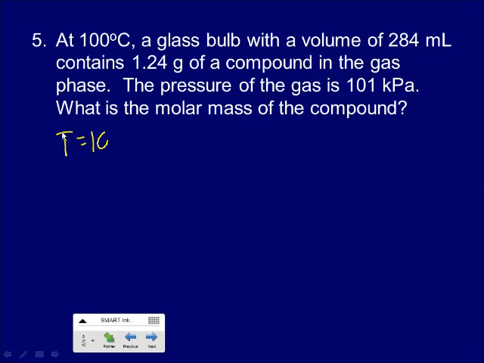I've got a T, 100, which is 373 Kelvin. That's an easy one. I'll add that one up. We've got a volume. Now, what do I have to do with that?